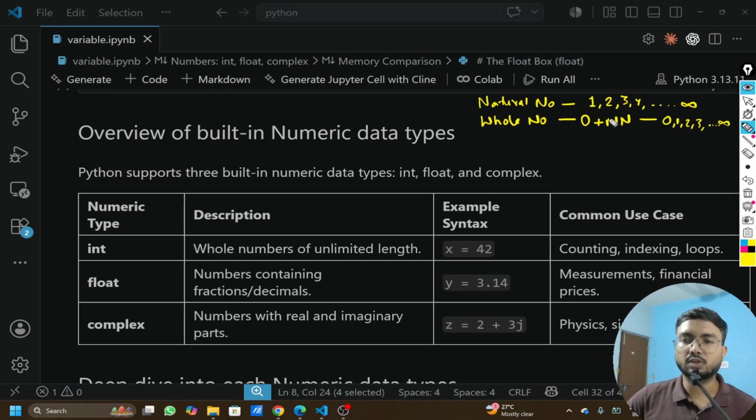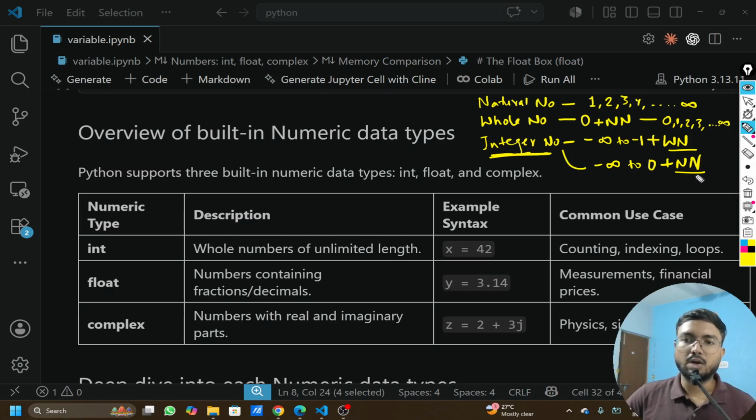So both of these do not include the negative numbers, and that's where integer comes. You can say an integer number is nothing but minus infinity to minus 1 plus whole numbers. Or you can also say it as minus infinity to 0 plus natural numbers. So natural numbers and whole numbers both are a subset of integer numbers, or a part of integer numbers.